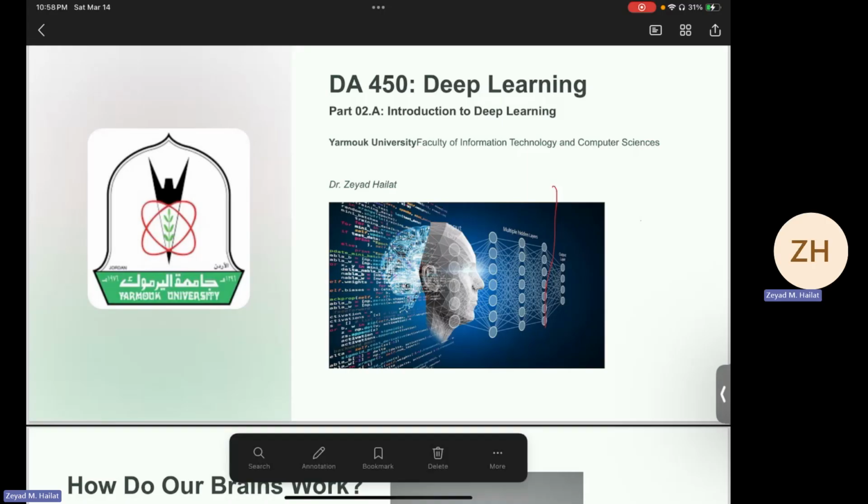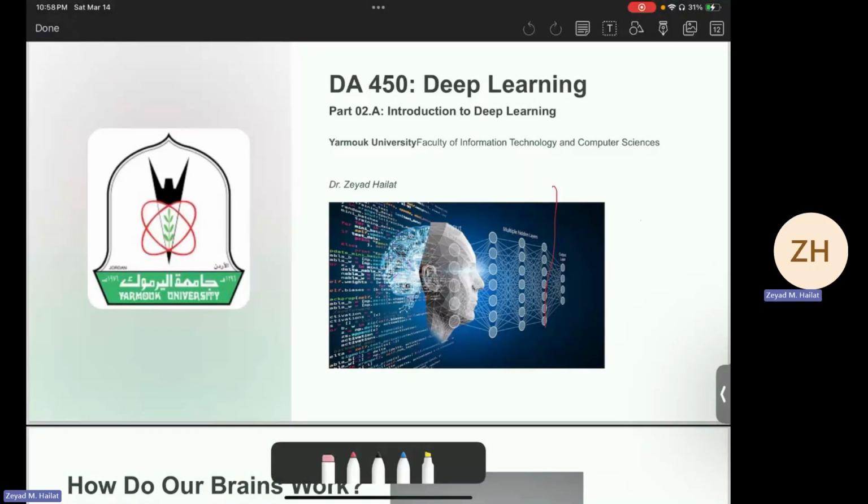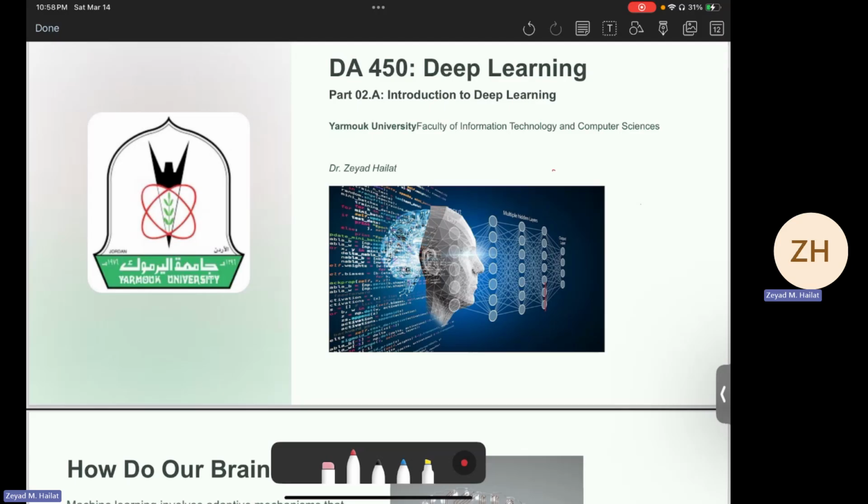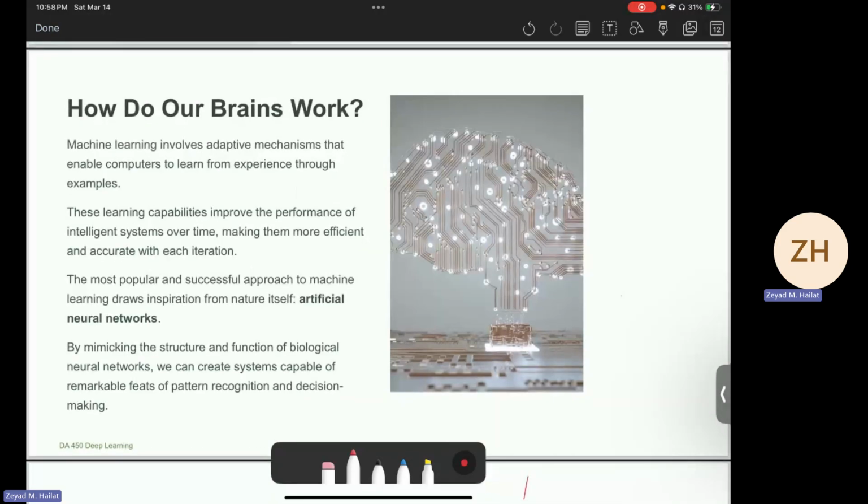Started. So in this part, we'll talk about where the idea of neural network came from, and show you the connection with the biology of neural networks. And this will be the content of this section. It's part 2A, meaning almost chapter 2A. Okay, let's get started by learning how our brains work.